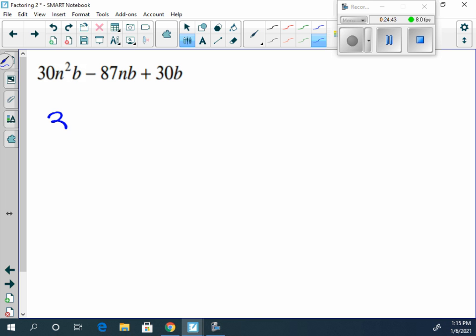Three, yes. 3b. Because 30 and 30, it's easy to see there is a common factor of 3 between them. Now, the 87 might be a little bit harder to see.